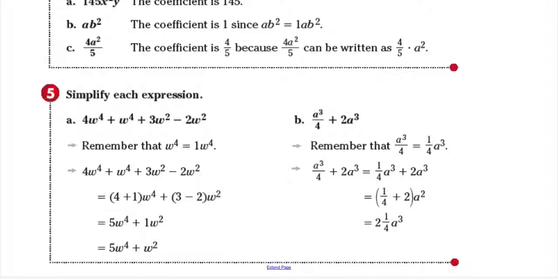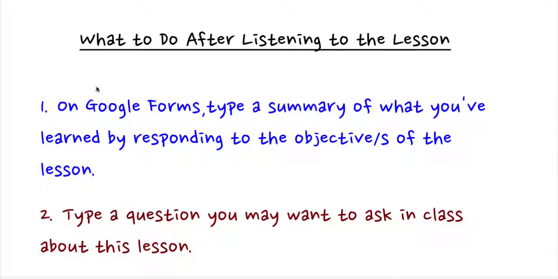We reached the end of our lesson. On Google Forms, type a summary of what you've learned. A lot of terms have been learned in this lesson, so write them down in your notebook. Those are important going forward in the future. And type a question you might want to ask in class about this lesson. Thank you.